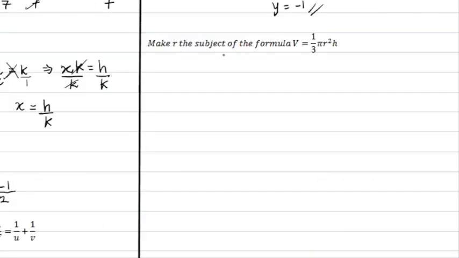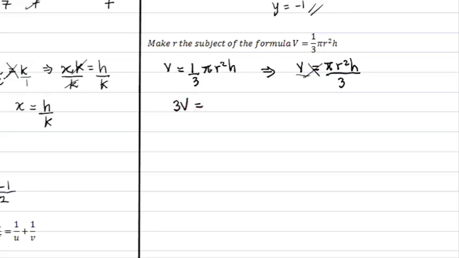Now for this one, we want to make r the subject of the formula. We are given V is equal to 1 over 3 pi r squared h. So we can write V is equal to 1 times all this, which is still the same as pi r squared h divided by 3. So let's cross multiply. It's going to be V times 3, which is 3V, equal to, there's an over 1 here, so 1 times this is still pi r squared h.